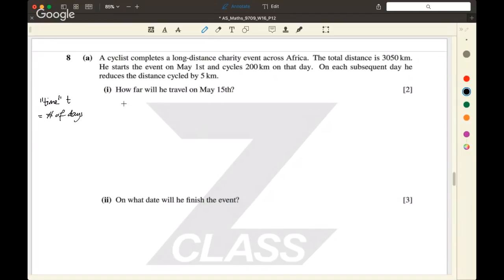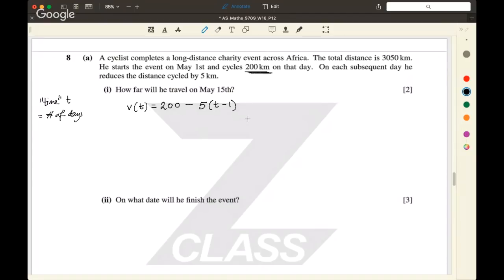So I'm going to talk about his velocity as a function of time. There's going to be some initial starting value, and then each day he travels on from May the 1st, this will decrease. So this is what you construct. It decreases by 5. But you have to be careful. It's not 5t, it's 5(t minus 1).